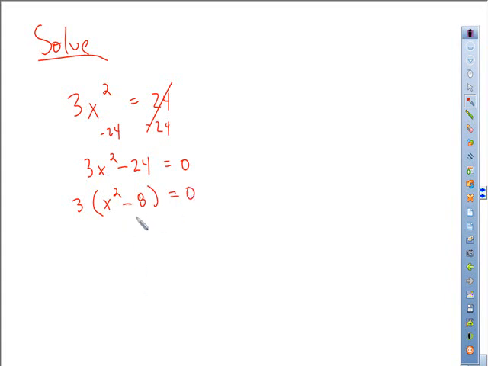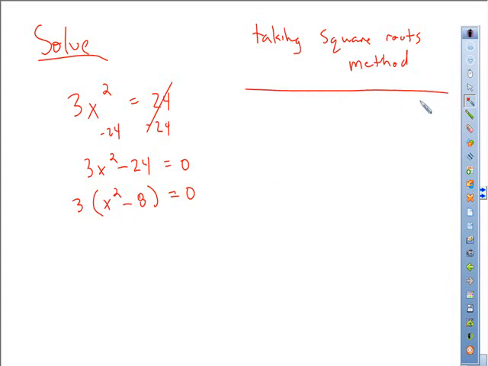Then you recognize, wait, this is not a difference of squares, so I'm stuck because I can't factor this using a special pattern. So that's when you know you have to solve it using the taking square roots method. Since this was not factorable, you're going to solve it using the taking square roots method, which means we'll start with this problem again.